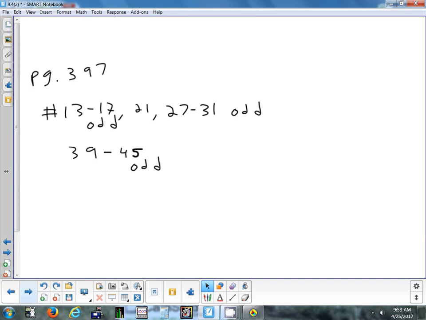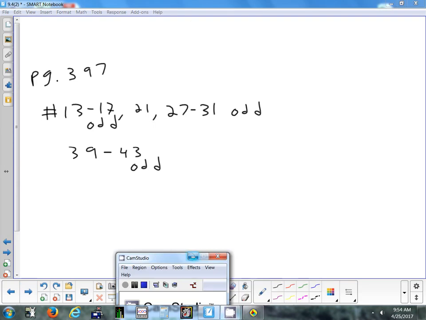All right, so on the homework, that was number 45 that we just did. So it's 3 through 17, odd. 13 through 17, odd, sorry. 21. 27 through 31, that is also odd. And 39 to 43. So all odds. Okay, so we'll take a look at that tomorrow, and then we'll finish conic sections tomorrow with hyperbolas.